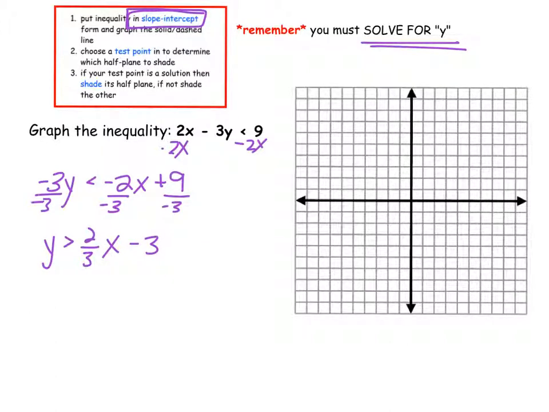Now, I have to determine if I'm going to graph a solid or a dotted line. I notice that it's just greater than, and so technically we're not including the points on my line, so I need to use a dashed line. So my y-intercept is at negative 3. My slope is up 2 over 3, up 2 over 3. And then I can draw in my dotted line.